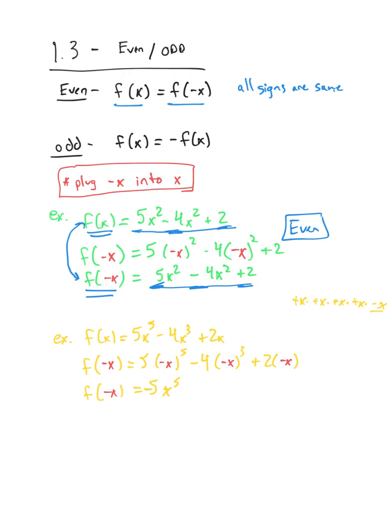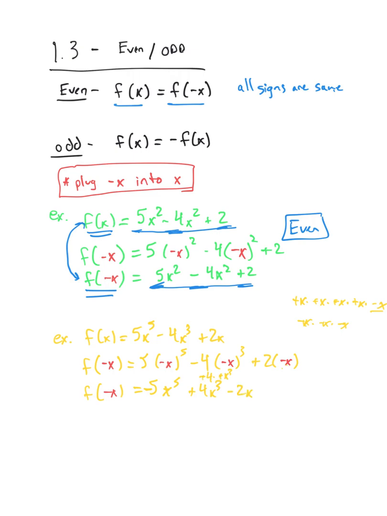The negative comes out in front of the 5. Then negative x to the 3rd: positive, positive still stays negative, so we'd end up with a positive 4x cubed. Again, how did I get that? I had a negative x cubed times negative 4. Negative, negative make positive.